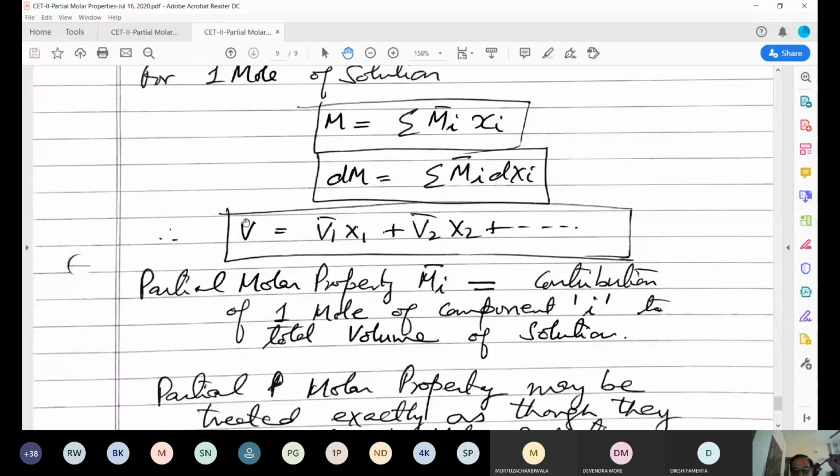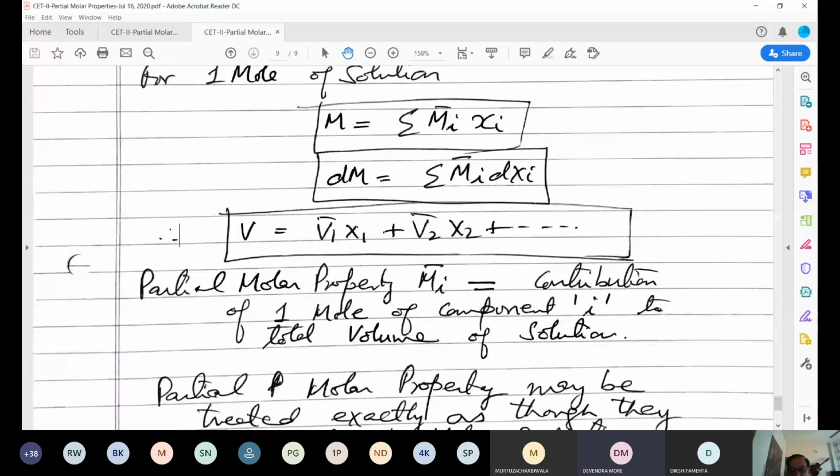Yes, right? When you use this equation or this equation, you get mixture property from partial molar property. dM is equal to summation of Mi dxi will give us dM, mixture property from partial molar property. M is equal to summation of Mi bar xi, mixture property from partial molar property. समझा क्या? So can you now do the calculation? Let me know what is the value of V, capital V.